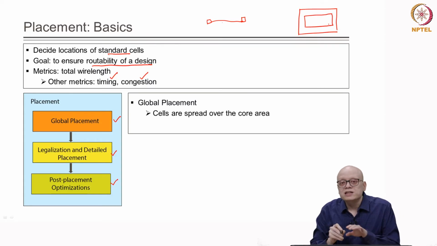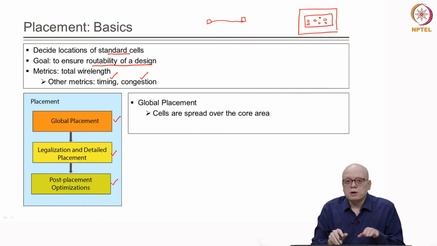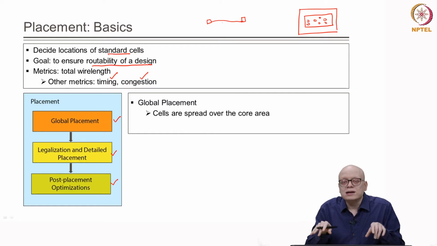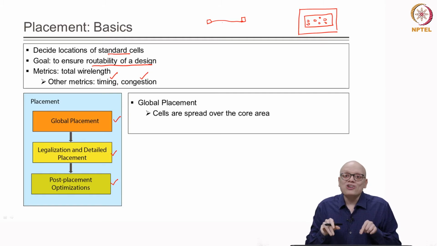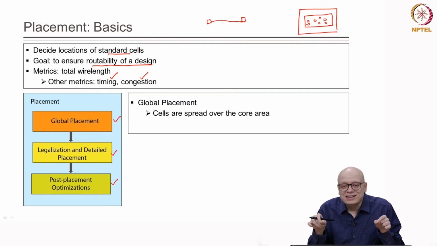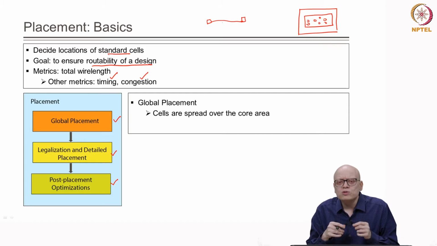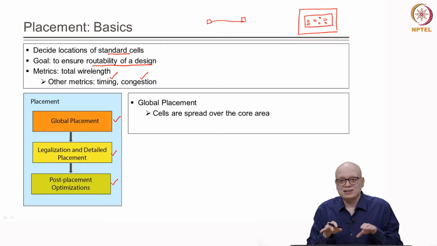Suppose this is our chip, right, and this is the allocated area for the standard cells. Then in global placement the cells are distributed or placed on the core area such that they are well spread out, right, and also the wire length between them is tried to be minimized. So, the total wire length of the design is also tried to be minimized. Now, why do we want to spread out the cells over the core area?